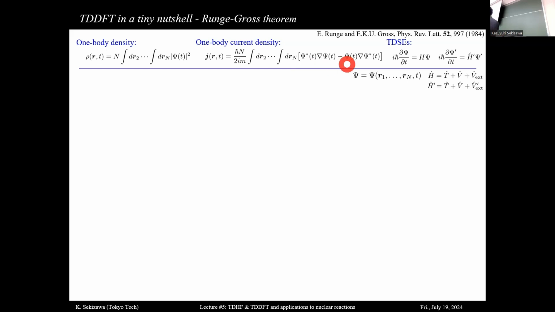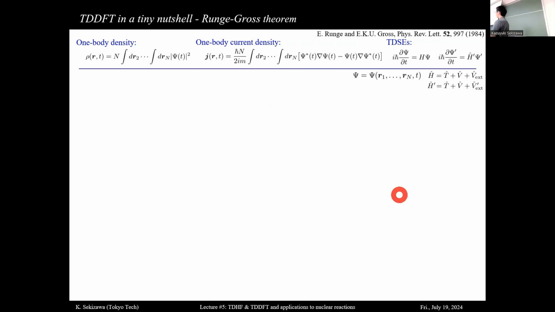Then I will use those time-dependent Schrödinger equations. The reason why we have two equations is because we assume different Hamiltonians. But the difference is only the external potential, V and V prime. So we denote them as H and H prime. The kinetic part T and interaction part W are the same. Only the external potentials are different.